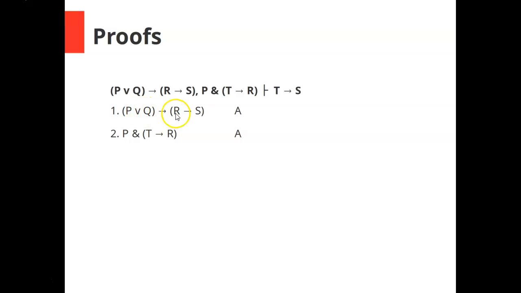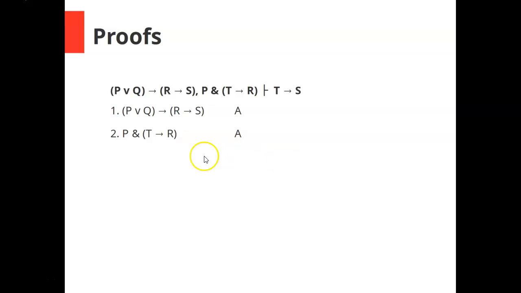We have a conditional on line 1. A conditional is one of the conjuncts of the conjunction on line 2. And so that should alert us that we might end up using the rule of hypothetical syllogism, because that's the one rule where we start with a bunch of conditionals and then end up with one. So that's just something to keep in mind.